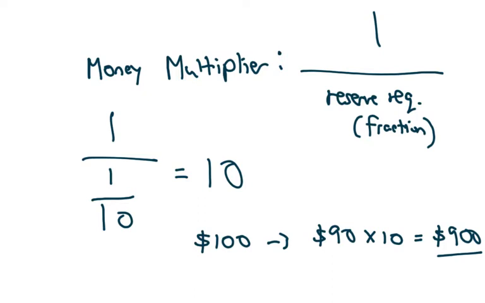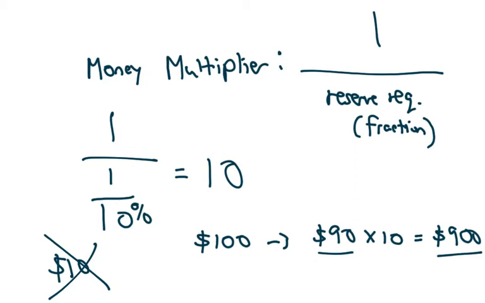Okay, let me go back through that one more time so you didn't get lost there. If we're assuming someone deposits $100, the reserve requirement is 10%, so we turn that into a fraction of 1 over 10. The bank has to keep 10% of that in reserve, so they're going to hold on to $10, can't loan that out, and they're going to loan out $90. We calculate the multiplier to be 10. The fraction, 1/10, flip it, 10. So the $90 is what's going to get multiplied.